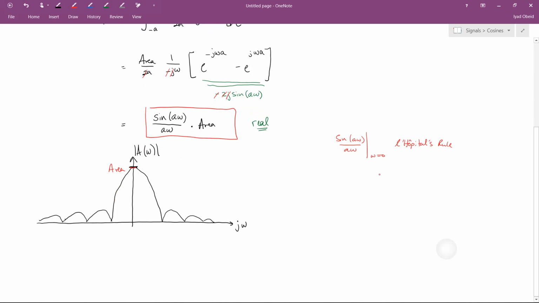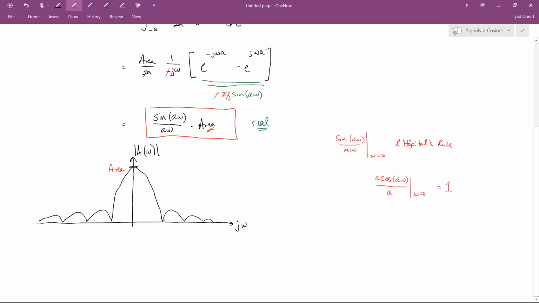And when you do that, that gives you a cosine of a omega, the derivative of the numerator, divided by the derivative of the denominator, again evaluated at omega equals 0, and that's going to give you 1. And in our case it's 1 times the area. Good. So that's the generic shape of the sinc function.